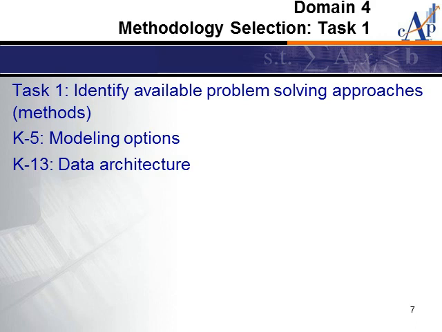Okay, so in this task, the two important knowledge components, the K representing knowledge, are modeling options. That's what I was talking about earlier. When we say modeling options, you need to know what is out there. What are the possible choices you have? And then you also need to know some about the data architecture, meaning data organization. Will data be available?